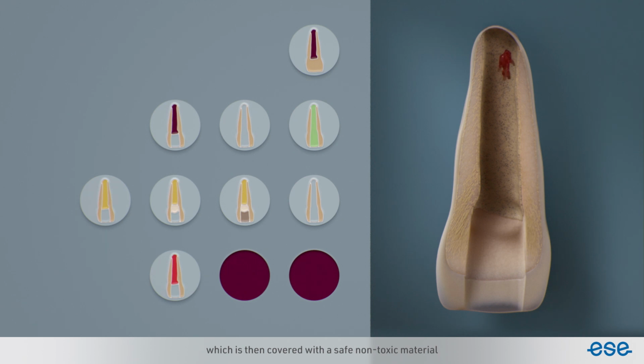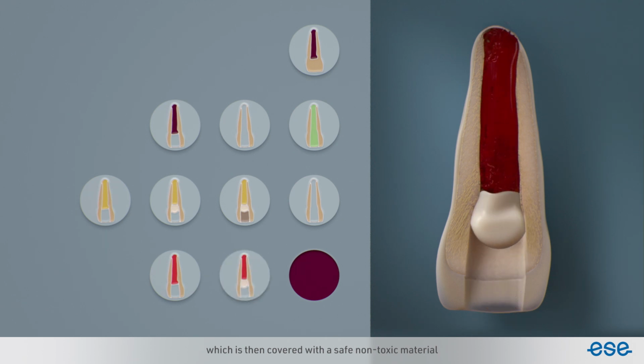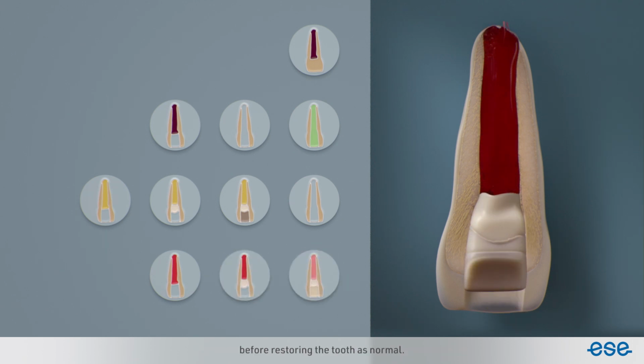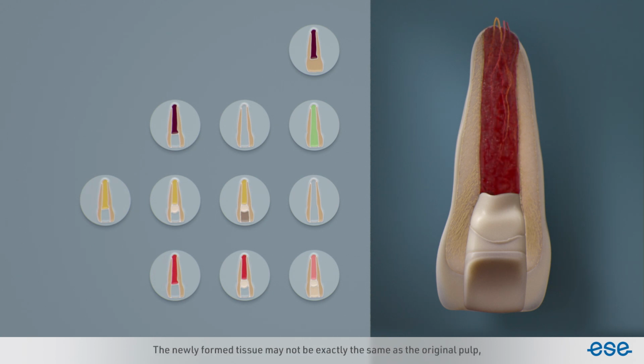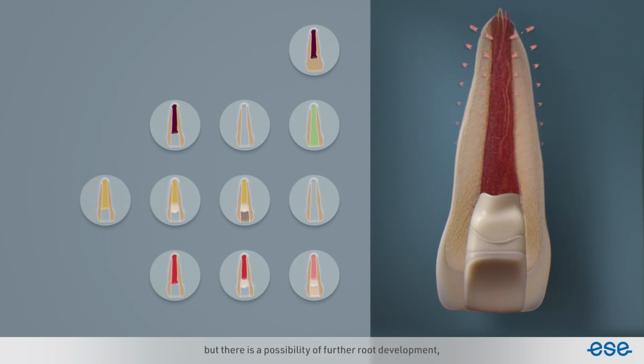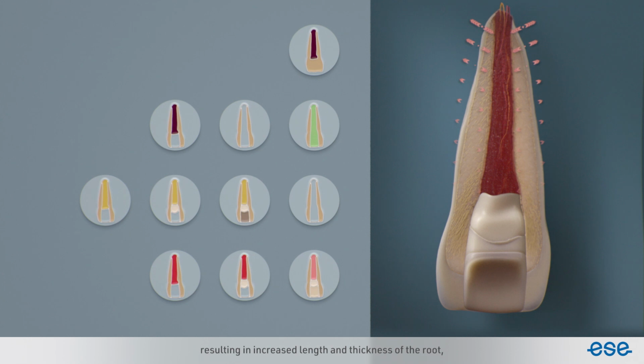which is then covered with a safe, non-toxic material before restoring the tooth as normal. The blood clot inside the tooth can induce formation of new biological tissue inside the tooth, repopulating the space which was originally filled by the dental pulp. The newly formed tissue may not be exactly the same as the original pulp, but there is a possibility of further root development, resulting in increased length and thickness of the root, and help the immature tooth become stronger.